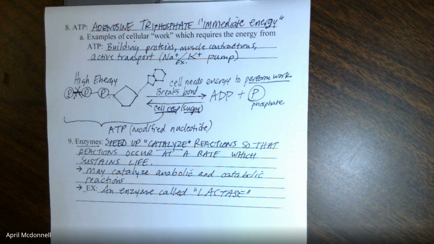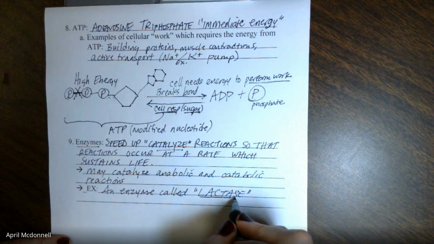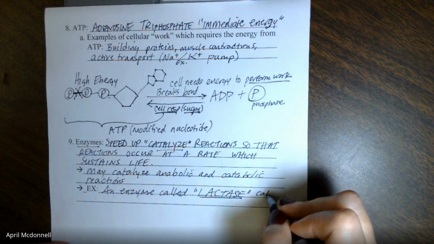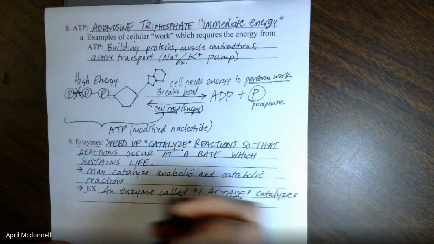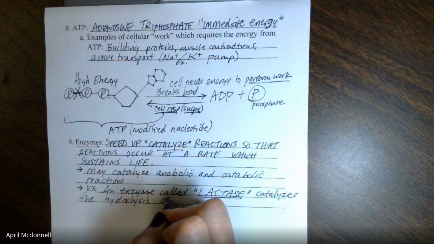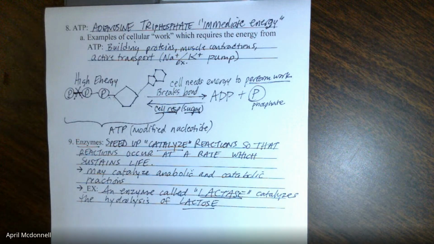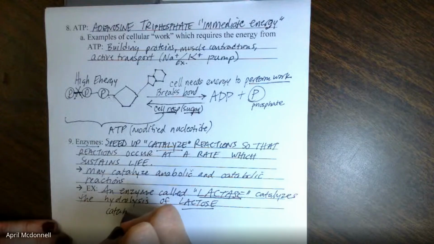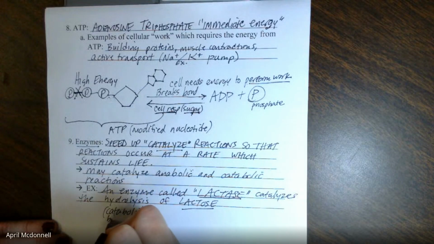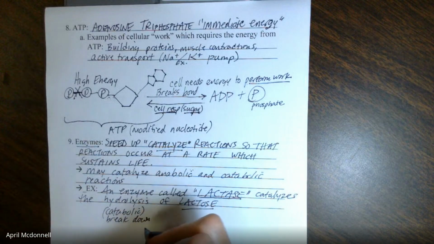It's going to be the sugars that are seen in milk or dairy products like ice cream. So this enzyme has a specific name. It's called lactase. And the enzyme catalyzes the hydrolysis, which, don't forget, that's a catabolic type of reaction, of a substance called lactose.